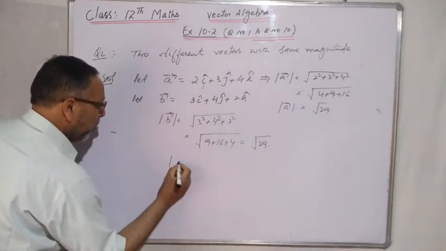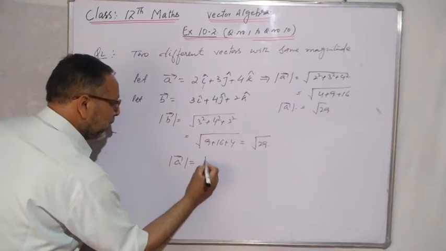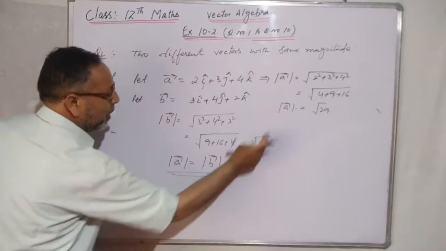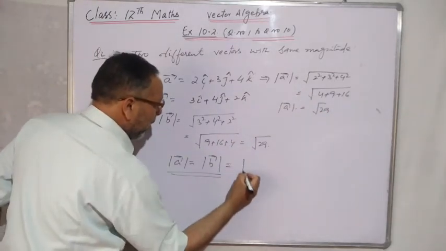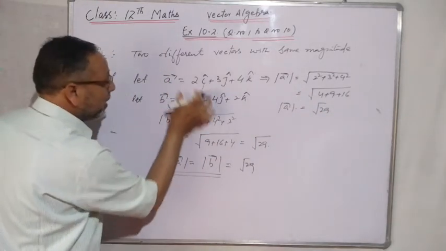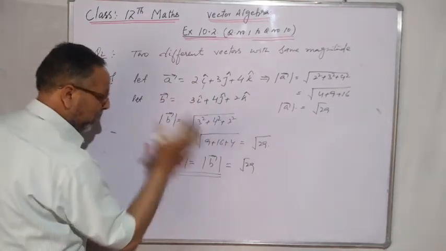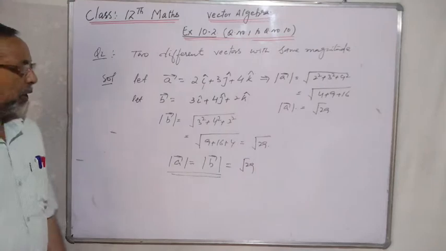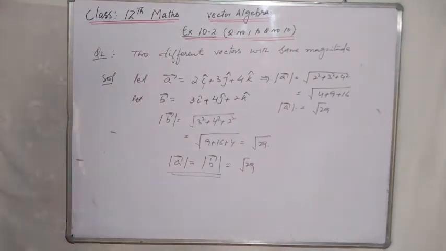So that means magnitude of vector A is equal to magnitude of vector B. Both the vectors have the same magnitude, which is root of 29. But both vectors are different. So these are two different vectors with same magnitude. Note it down. Let's move to question number 3.